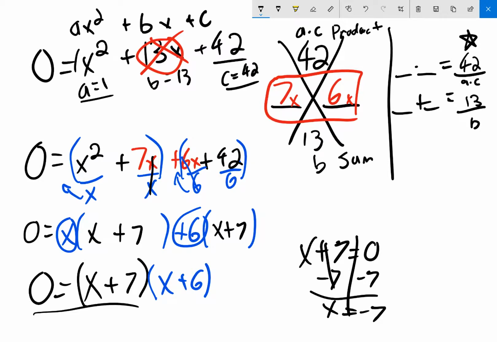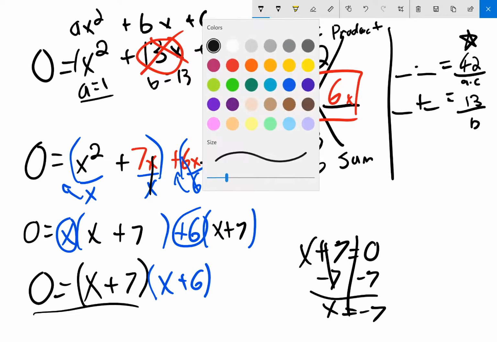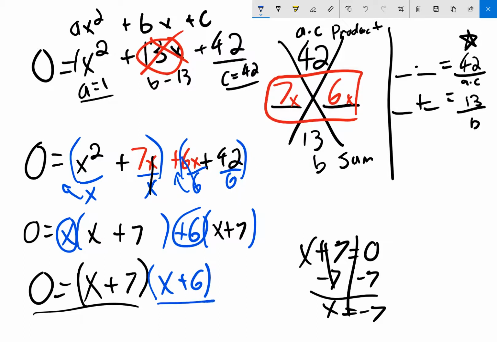So you have x equal to negative 7, and then you also have the other binomial, x plus 6 equal to 0. So set that equal to 0 and solve it as well. So subtract 6, and you have x equal to negative 6. So there's your 2 answers, your 2 solutions, x equals negative 7 and x equals negative 6.